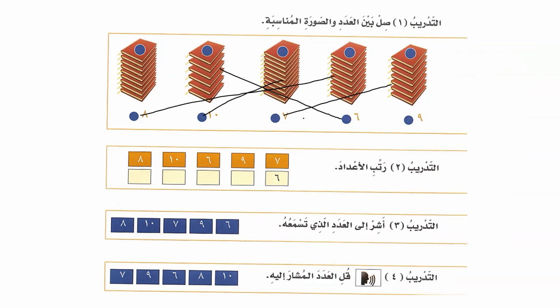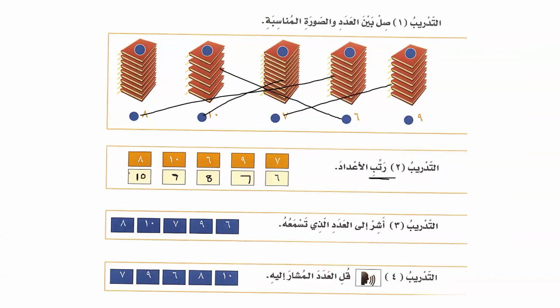After that, it says التدريب رتب الأعداد. Now, what you have to do is arrange the numbers. You have to put them in the correct order. So, for example, number 1 is 6. Then we have number 7, so we put number 7 over here. And after that we have number 8. So this is number 7, and after that we put number 8. And then after that, what do we put? We put number 9, and then we put number 10. So basically you have to put the numbers in order, as you can see over here.